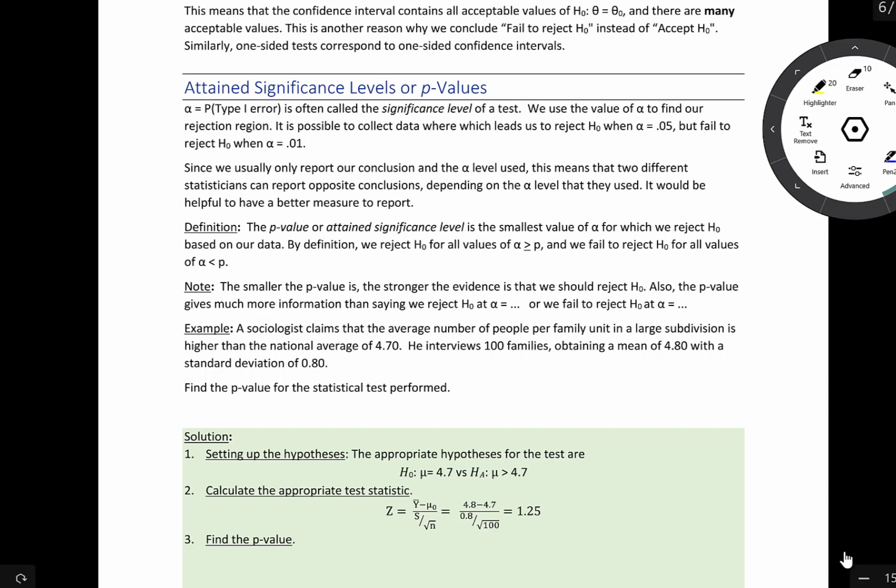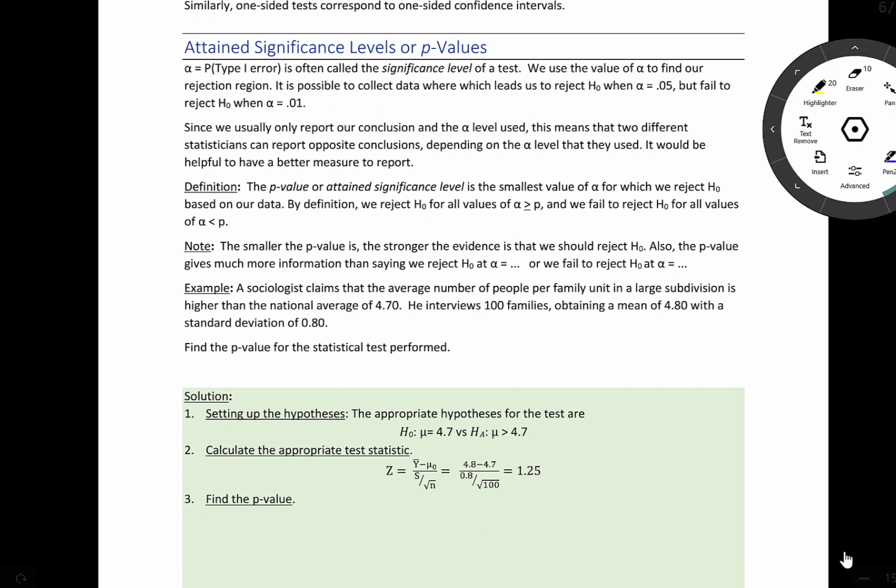So the p-value, or obtained significance level, is the smallest value of alpha for which we reject the null based on our data. By definition, we reject the null for all values of alpha greater than p, and we fail to reject for all values of alpha less than p. Alright, so let's look at an example and briefly talk about what this looks like in terms of that sampling distribution, assuming that the null hypothesis is true.